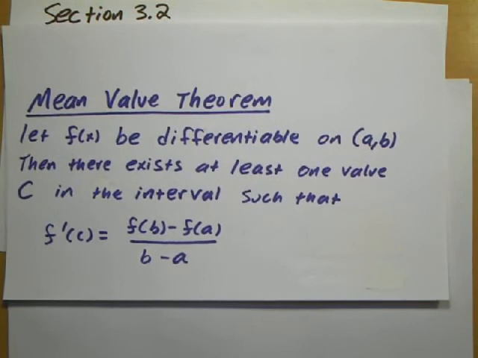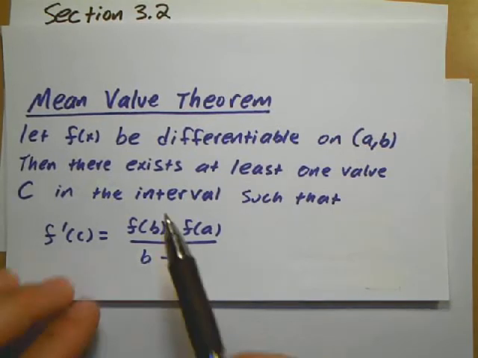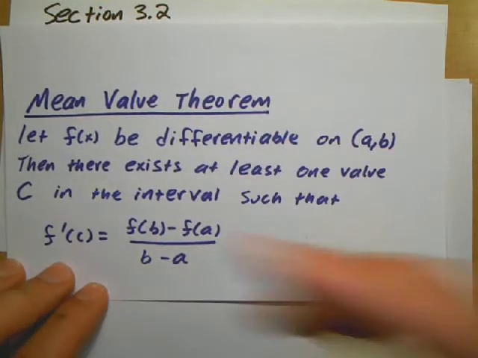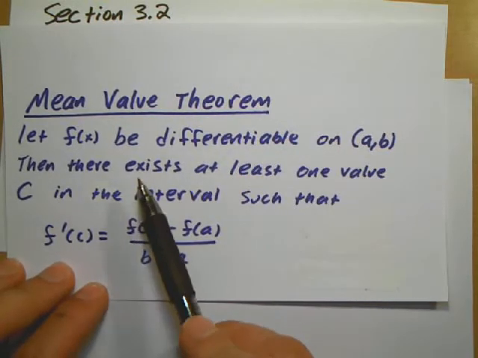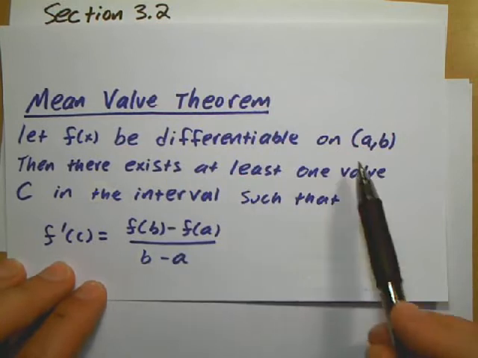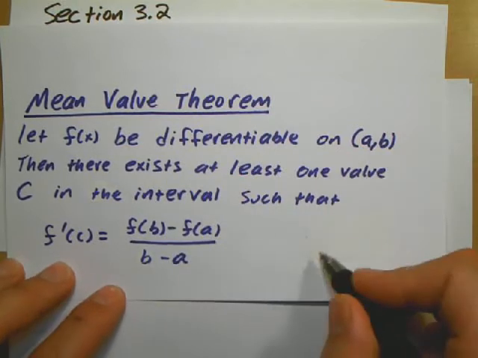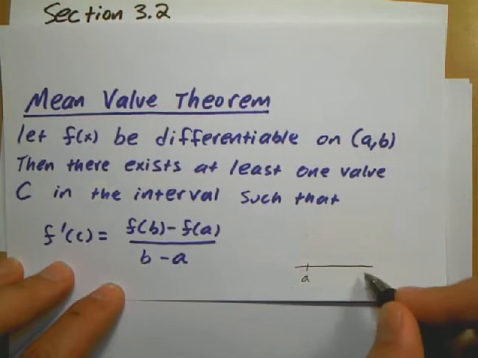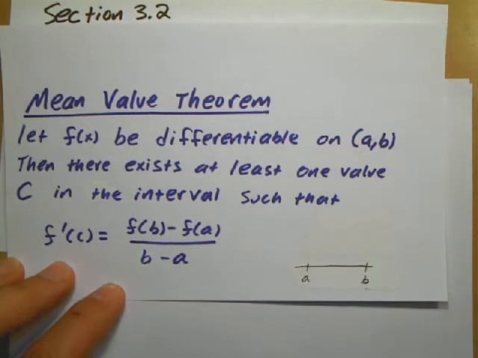So I'll give you a moment to pause it, copy this into your notes, and I'll explain what this really means. This is an existence theorem in the sense that it doesn't tell you how to find a certain value. It just says that something has to exist. And what this means is that if you have an interval a to b, so I'll just generically draw some value a and here's some other value down the road, b.